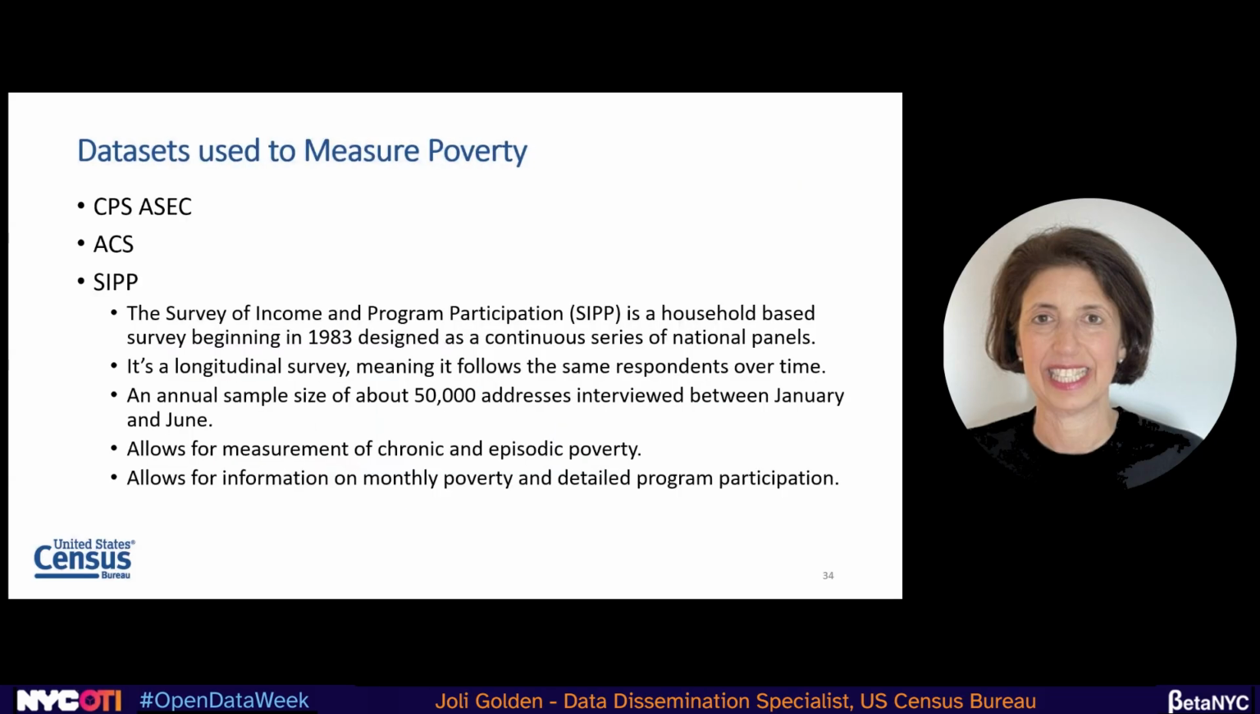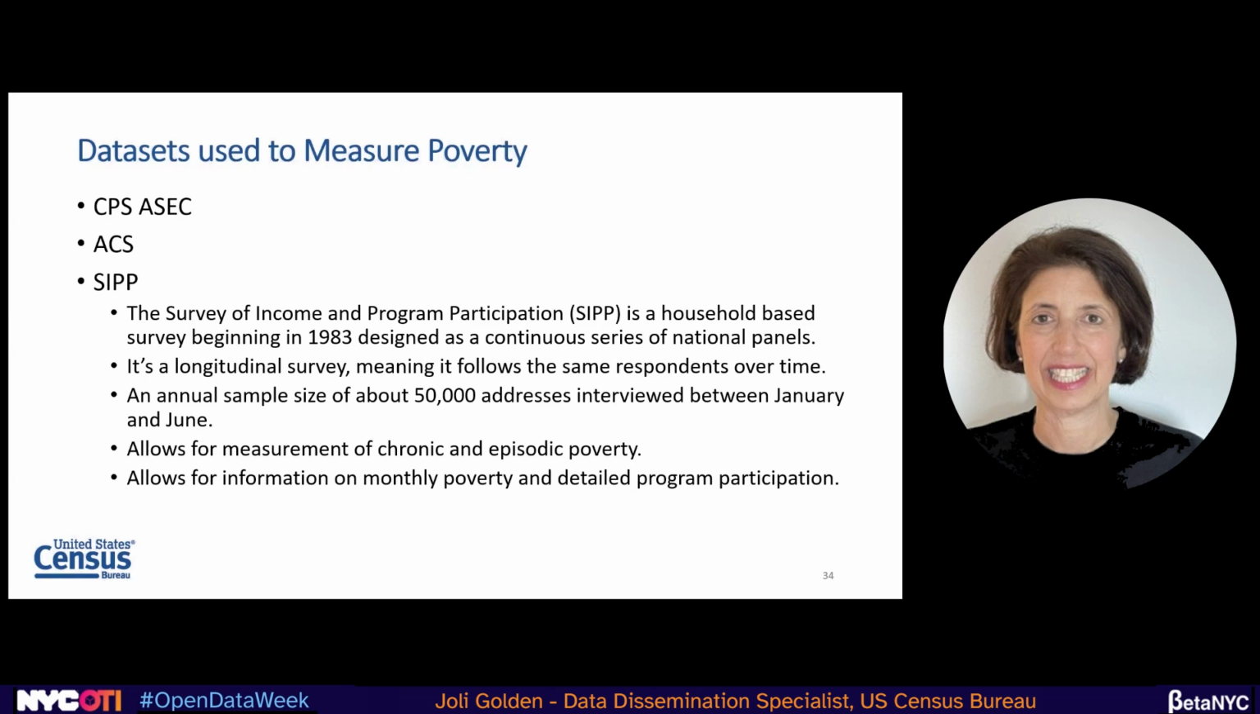Survey of Income and Program Participation. So SIPP is a household survey that began in 1983. It's a longitudinal survey where we follow the same respondents over time. So usually for about 4 years, we follow these individual respondents and we can see what happens to people from 1 month to the next. The sample size is about 50,000 addresses, which is the smallest of the 3 surveys that we've discussed.